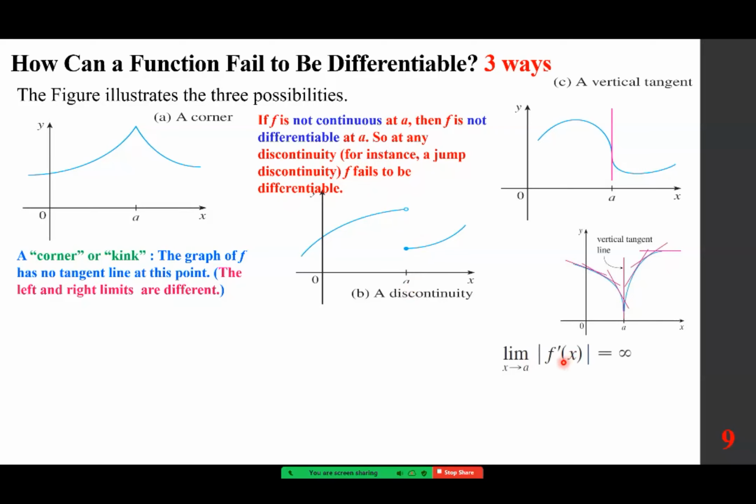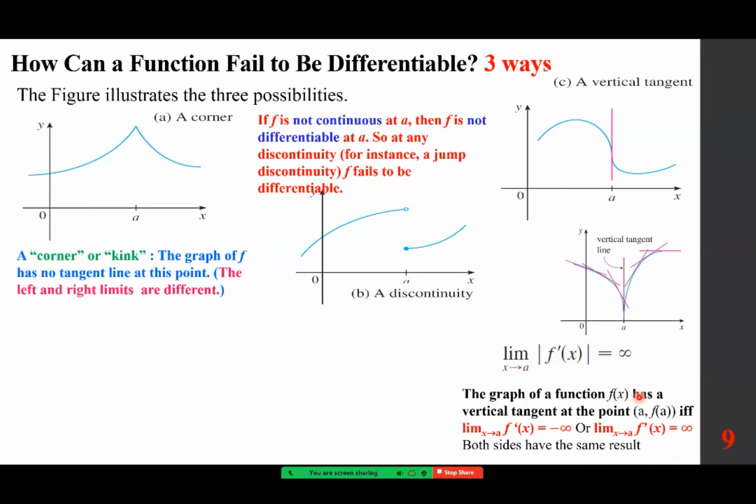When the limit of f prime of x as x approaches a blows up to infinity or negative infinity, that's why we have the absolute value, that we have a vertical tangent line. So the graph of a function f of x has a vertical tangent line at a point a comma f of a, if and only if, that's how it's read, the limit of f prime of x as x approaches a is negative infinity or positive infinity. Both sides have the same result.